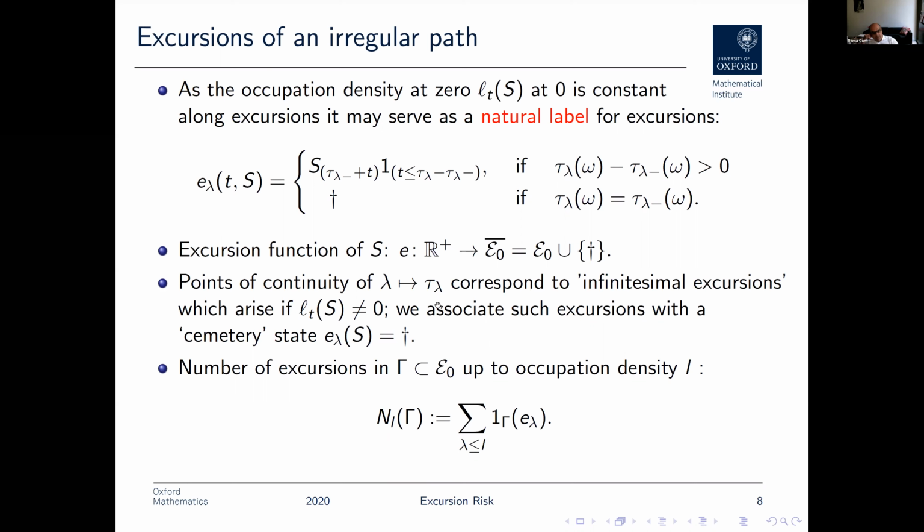But if you understood what I've been saying, the natural way to say up to now is really up to occupation density L, because the time is not the variable I'm using here. It's really the occupation density. Of course, you can go back and forth between regular time and occupation densities through this tau of lambda.